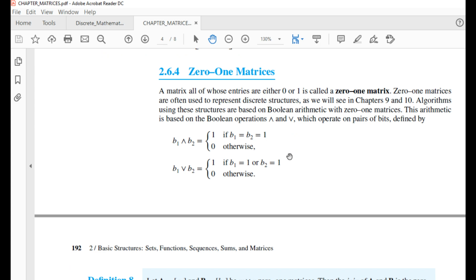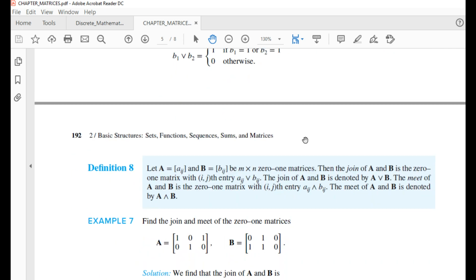Moving on, we're going to be encountering a new kind of matrix. This is called the 0, 1 matrix. It's often used in discrete structures. So why is it called a 0, 1 matrix? It's because its entries are either 0 or 1. It doesn't make use of any other numbers. So it's as if we're dealing with binary numbers when you're using a 0, 1 matrix.